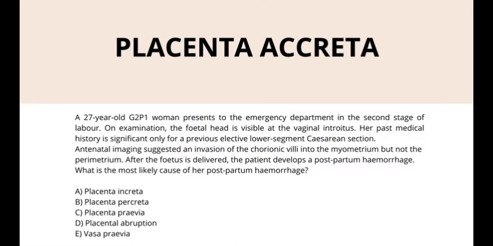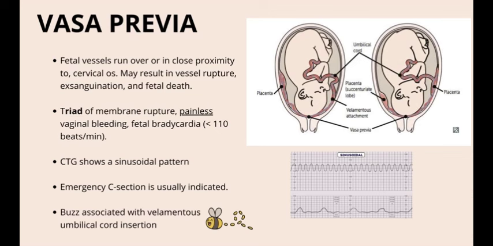Let's do some questions about placenta accreta. So this is a question that helps us cement the different kinds of depth they penetrate through, whether it's increta, percreta, previa, abruption, or vasa previa. And the answer is placenta increta. And this is because it goes into the myometrium, increta, into the myometrium, but not into the perimetrium or going through.